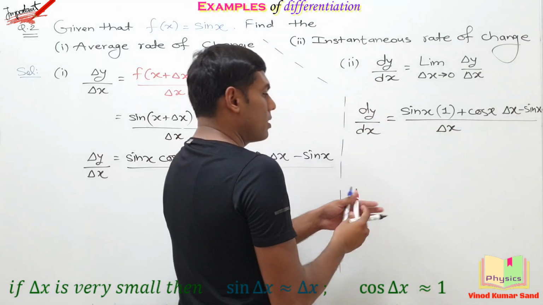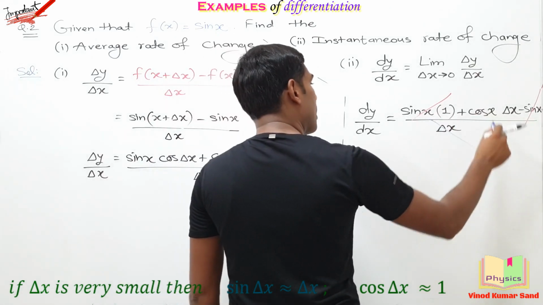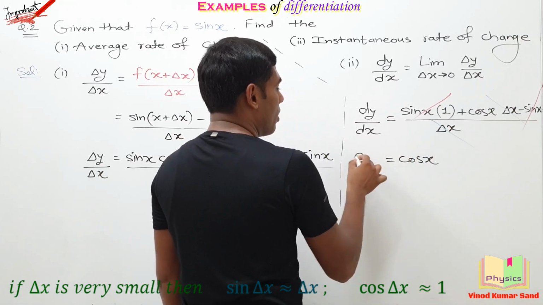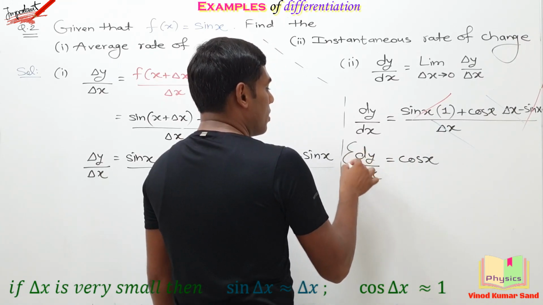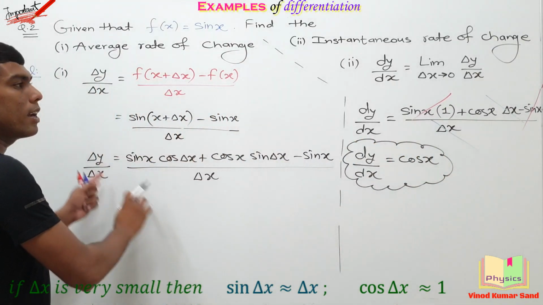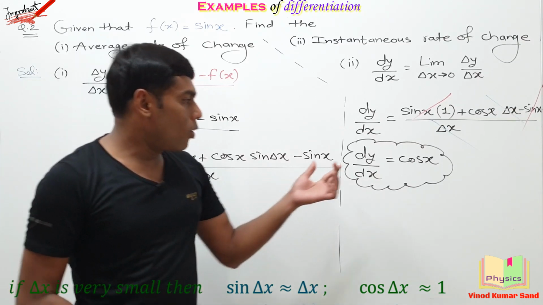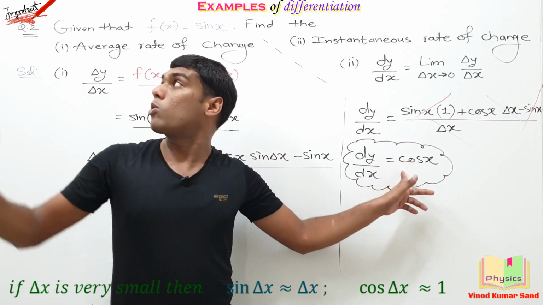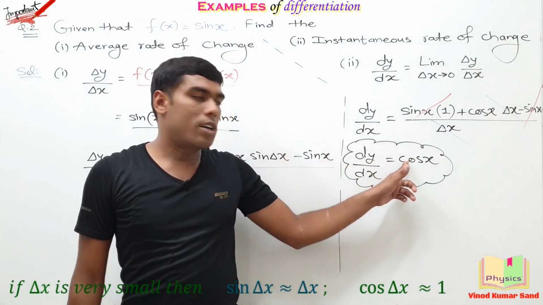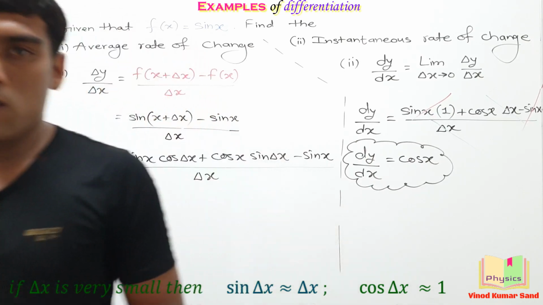See one good thing, this sin x and that sin x is getting cancelled out. Now this del x and this del x will also get cancelled out, so your dy by dx will be only cos x. This is the instantaneous rate of change, and this is the average rate of change. I hope you get this. It's a nice question. Later on we will learn this directly as a formula. If someone asks you what is the instantaneous rate of change of the sine function, you will report the answer as the cos function. Okay, note it down.